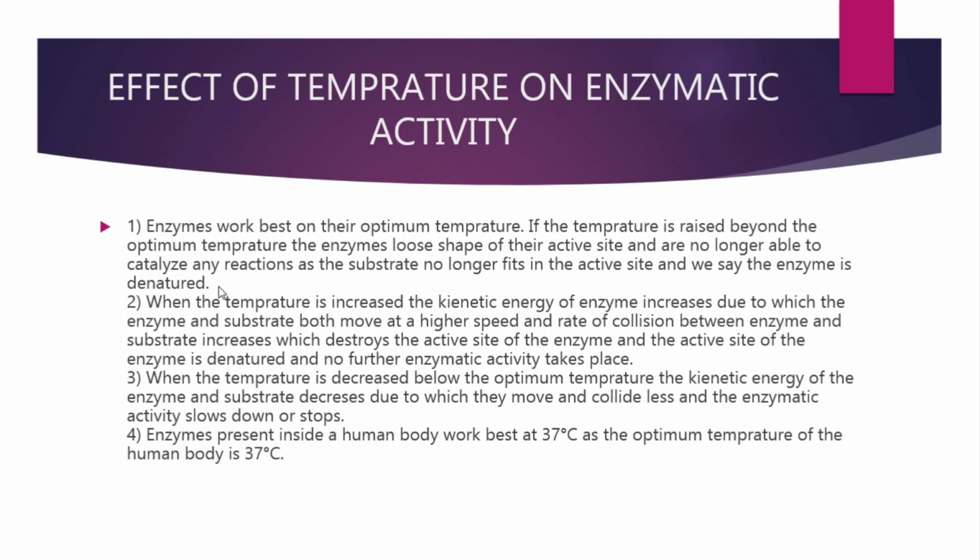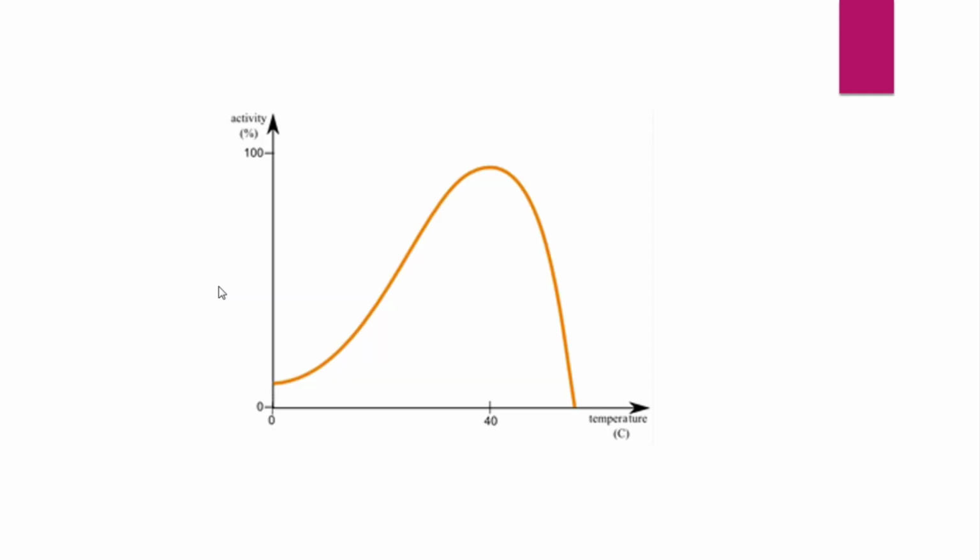The optimum temperature of the human body is 37 degrees Celsius. So as we all know, the optimum temperature of our human body is 37 degrees Celsius, or 96 to 97 degrees Fahrenheit, I guess. So this is the optimum temperature of the body. So the enzymes present inside the human body work best at a temperature of 37 degrees Celsius.